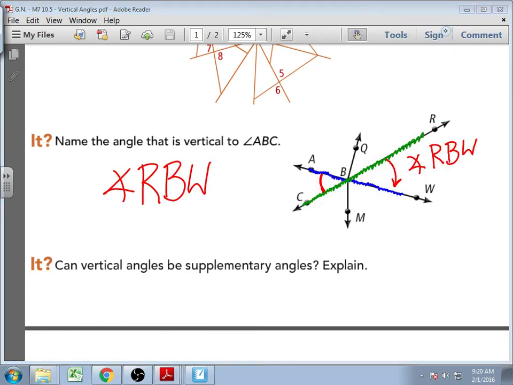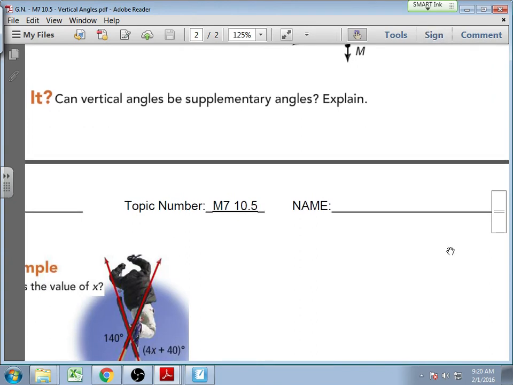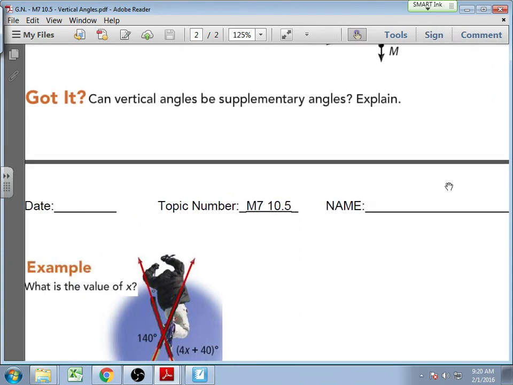Now here's a question that's a stumper for a lot of people. Can vertical angles also be supplementary? Yes. So let's think about what it takes to be supplementary. What do we know about supplementary pairs? Brian? They equal 180. Remember, you take supplements to get bigger. Thomas? And they don't have to be adjacent. Can they be adjacent? Yes, they can be adjacent or not adjacent.